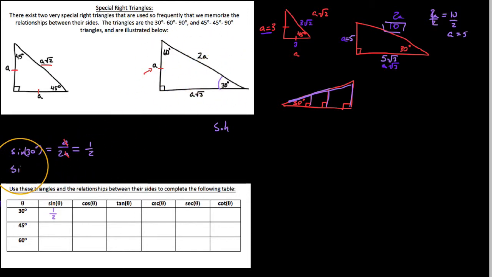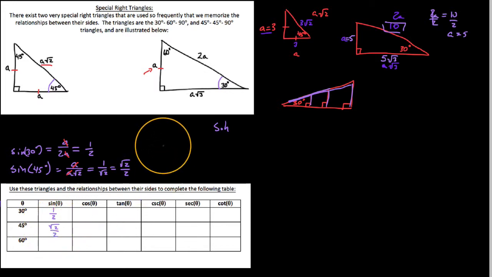So what about the sine of 45? Now, for the sine of 45, we're going to have to refer to our other special triangle. Here's our 45-degree angle, and we say opposite over hypotenuse. In this case, we get a over a times the square root of 2. So our a's cancel out and we're left with 1 over root 2, which after rationalizing becomes root 2 over 2. So the sine of 45 degrees is root 2 over 2.